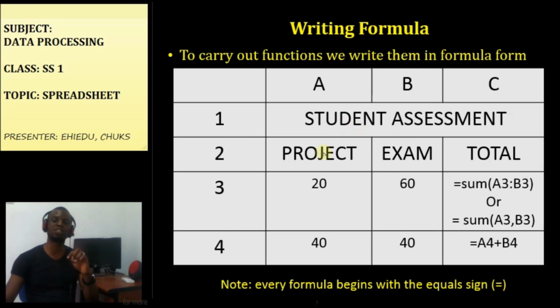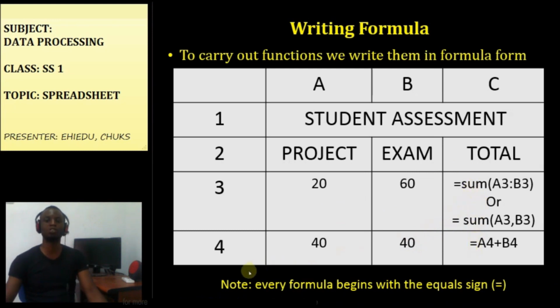Then you now have your project, you have your exam, and you have your total columns. So now this project, exam, and total are what we refer to as labels. I told you the types of data that you use in Excel: you have labels, you have constants, you have formulas. So project, exam, and total are the labels. 20, 60, 40, 40 are constants, they are numbers, and what you have here are formulas.